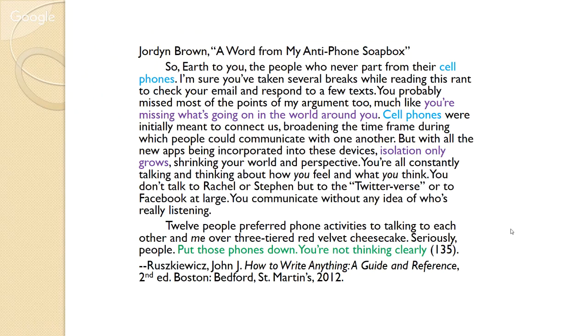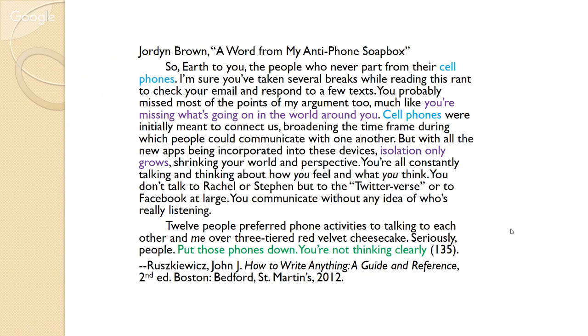So, "Earth to you, the people who never part from their cell phones." So we can tell that cell phones here is the topic that the writer is addressing. "I'm sure you've taken several breaks while reading this rant to check your email and respond to a few texts. You probably missed most of the points of my argument too, much like you're missing what's going on in the world around you." So that's the thesis that the writer is trying to convey, is that people are so dependent upon their cell phones that they're ignoring or missing what's going on around them.